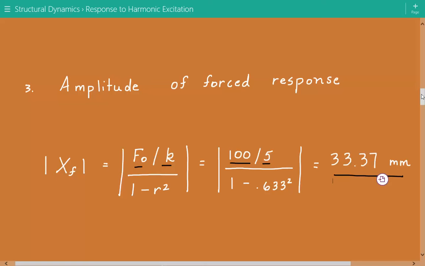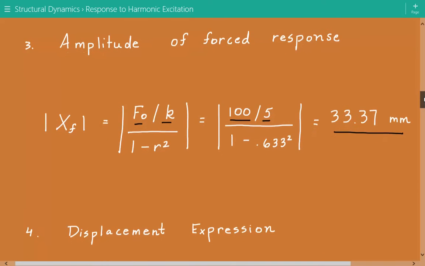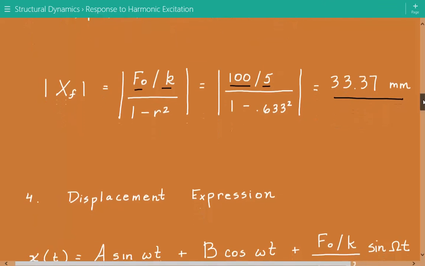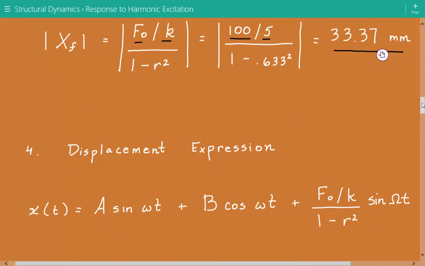Once we've calculated this, now we need to develop some type of expression, a displacement expression for the mass. So here's a mathematical general solution, the general expression for our case. In our case, it is for forced harmonic response of an undamped system.